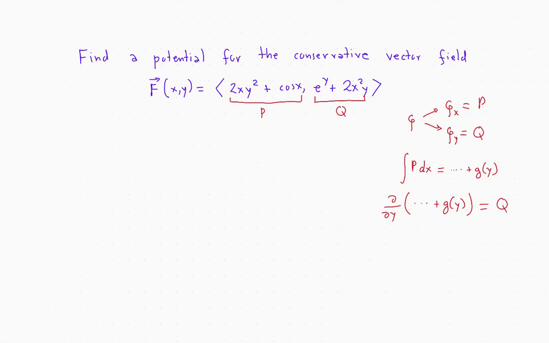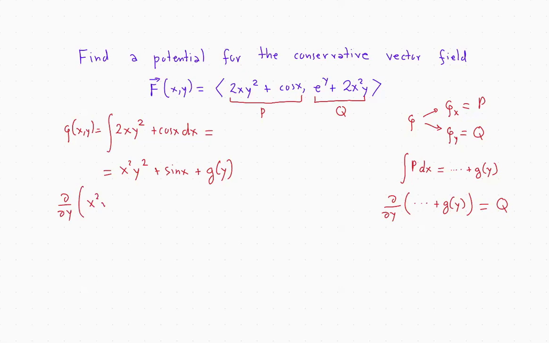So our first guess will be that we have to take the integral of the first component, meaning 2xy squared plus cosine x, with respect to x. What does that mean? Y squared is treated as a constant, so this will be x squared y squared plus sine x. And now instead of just putting plus c, we add an arbitrary function of y. And now it's this function of y that has to be chosen appropriately. So the idea is that if we take the partial derivative of this, we should end up finding e to the y plus 2x squared y, meaning Q.